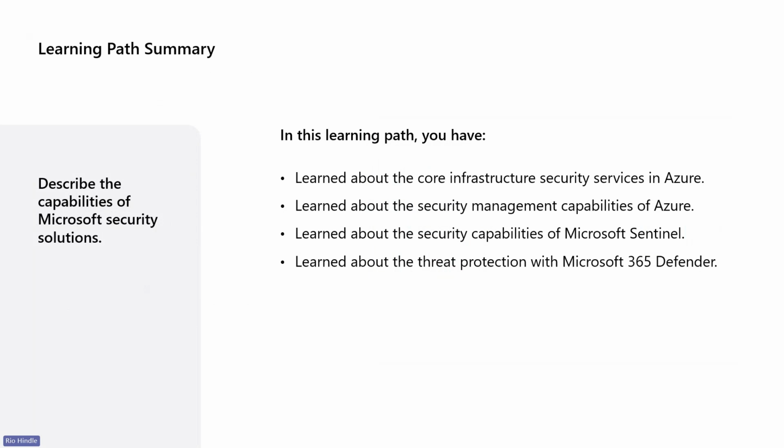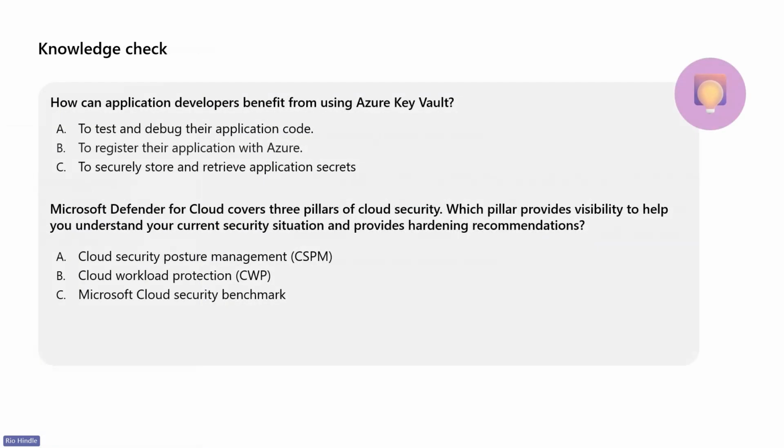So with that, we talked about those, in a slightly different order here, but basically we talked about Sentinel, Defender, Cloud App Security, Defender for Cloud, and the infrastructure security services in Azure: VNet segmentation, Azure Firewall, Web Application Firewall, DDoS protection, and Key Vault. And with that, there are a couple of questions.